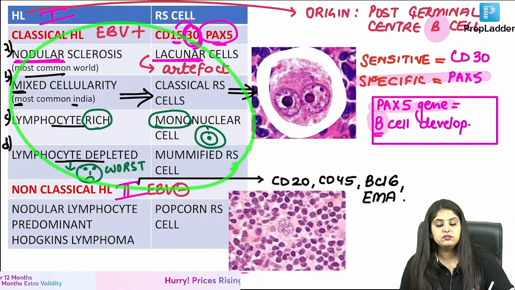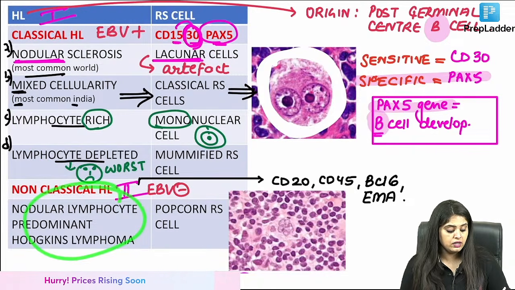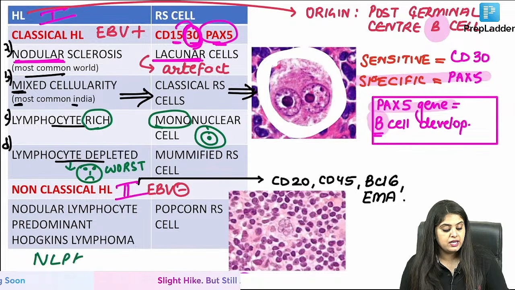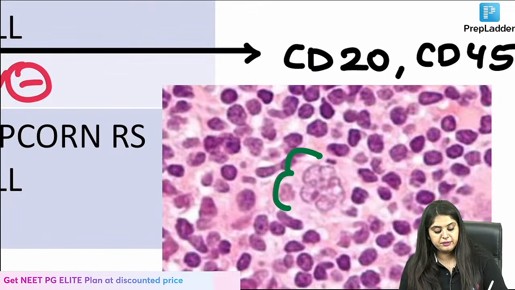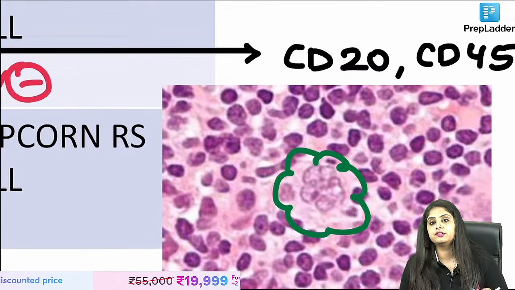Now all of these were classical. Under non-classical, we have NLPHL. NLPHL is nodular lymphocyte predominant Hodgkin's lymphoma, which shows you popcorn RS cell. What will you see in this? It's looking like a popcorn. I mean, it's as obvious as the name.